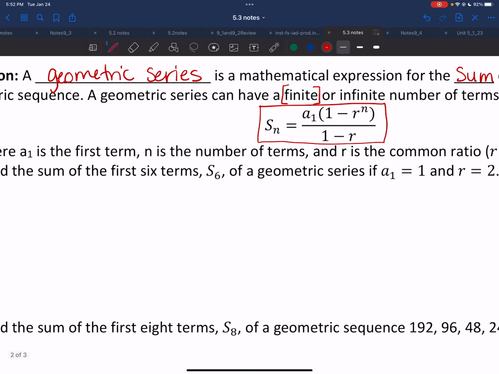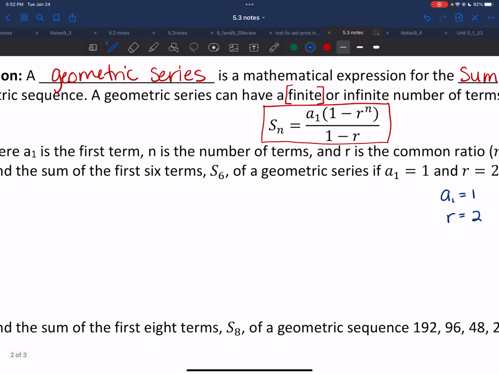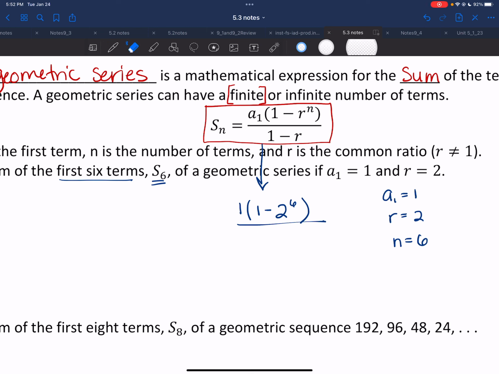All right, so let's look at, I'll just write it down here. I have A1 equals 1, R equals 2, and I want to know S6, the first 6 terms. So N is going to be 6. So I'm going to take this and essentially just copy it down. So A1 is 1, and then, excuse me, I'm already steering you astray here. 1 minus R, which is 2, and I'm going to raise that to the 6th power, right? And then I'm going to divide it by 1 minus R, which is 2.